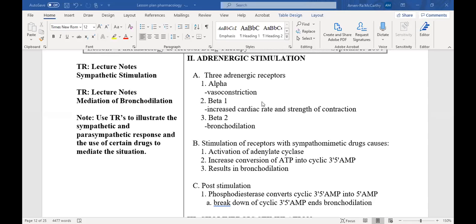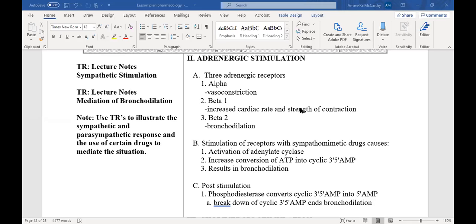What does beta 1 stimulation do? All right, Miss Cummings. You with me, Miss Cummings? All right. Anybody? What's beta 1 cause? Increase heart rate and the strength of contraction. Good. Increase heart rate and strength of contraction.